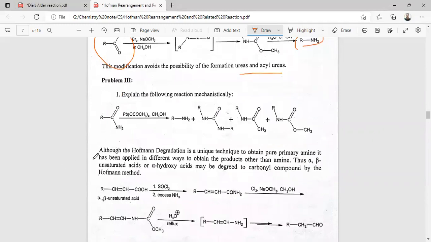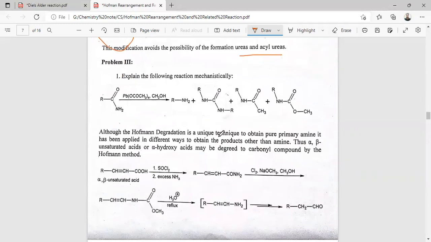So although the Hofmann degradation is a unique technique to obtain pure primary amine, it has been applied in different ways to obtain products other than the amine. Thus, an alpha beta unsaturated acid or an alpha hydroxy acid may be degraded to a carbonyl compound by the Hofmann method. So here this alpha beta unsaturated acid forms this alpha beta unsaturated amide. Again, by the Hofmann reaction this amine is formed, which is converted to the corresponding aldehyde.